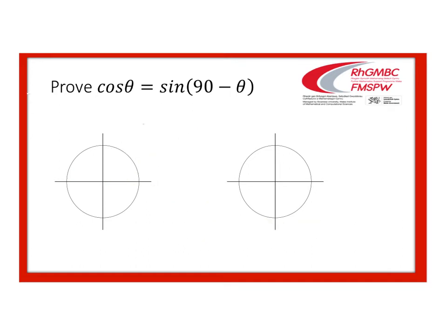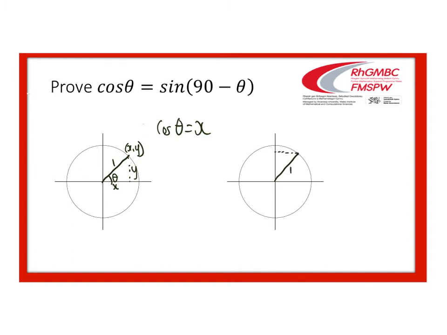Cos theta equals sine of 90 minus theta is almost identical. Again, starting with that point with the radius of 1, angle of theta degrees, base of x, height of y, coordinate (x, y). We know that cos of theta is equal to x. And so if I was to extend that, I will use the second diagram just to make it clear.